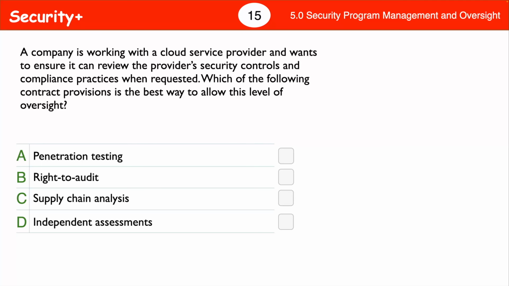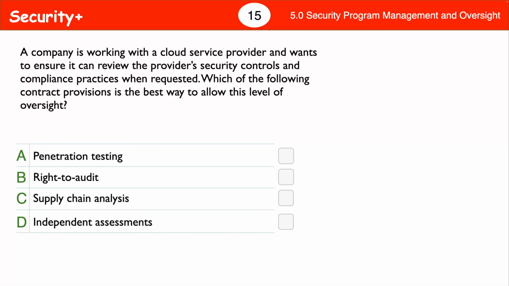All right, let's take a look at the key phrases. For this one, I would say that there are two that are important. The first one is review the provider's security controls and compliance practices when requested. Requested is important there. And the second is best way to allow this level of oversight. All right, so now let's go ahead and do the process of elimination.